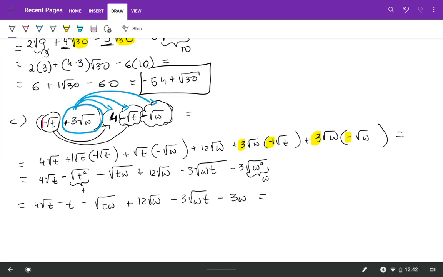So 4 radicals of t. I only have one expression like that, so I'll just copy this. We have 4 square root of t. I only have one expression like that, so I just copy that, minus t.